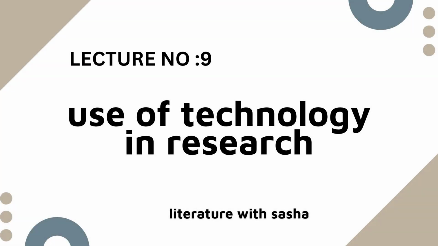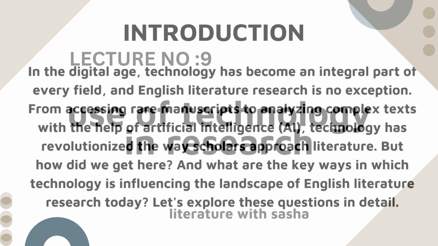Today we are talking about how technology is changing the way we do research in English literature. Instead of spending hours in the library, now we can use digital tools to analyze text, find resources and explore new ideas more easily. From online databases to apps that help with reading and writing, technology is making research faster and more exciting. Let's dive into how these tools are helping us study literature today.